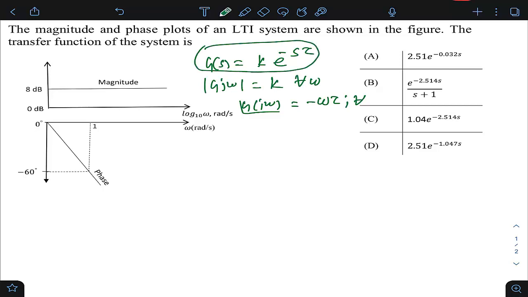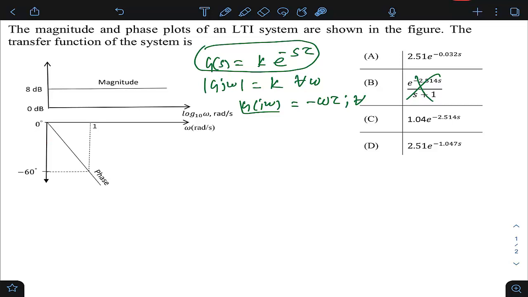So in that way, option B is anyway eliminated. So the answer could be A, C or D. So you have to find the value of k and you have to find the value of tau. So how do you get k? K is the magnitude, so you have to get it from the magnitude plot, and this tau, the time constant of the transportation lag factor, you will be getting from this phase plot.